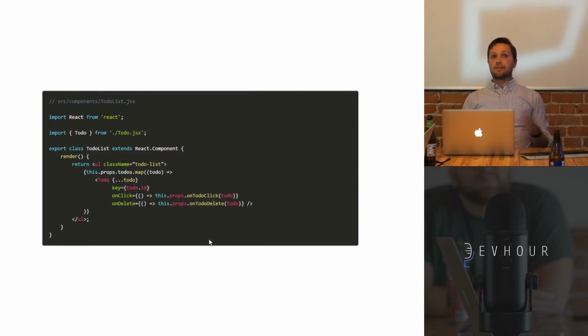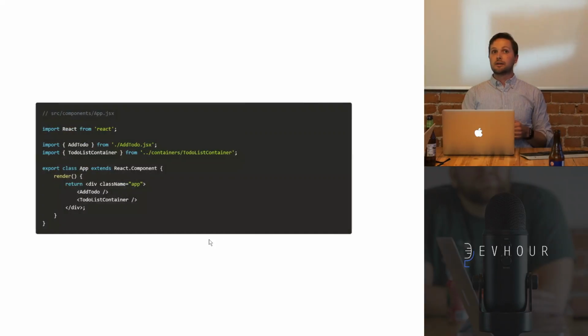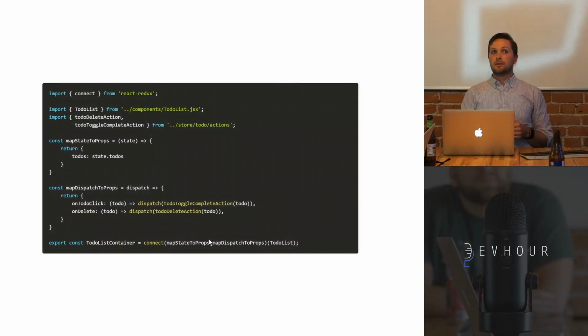And nothing changes whatsoever with our to-do list component. Everything that's passed in is hydrating the component like we saw before. The to-dos are coming from the props. Those handlers that you see now, this props on to-do click, are what we defined right here to be able to dispatch actions back to a reducer, which affects our data store. Nice.